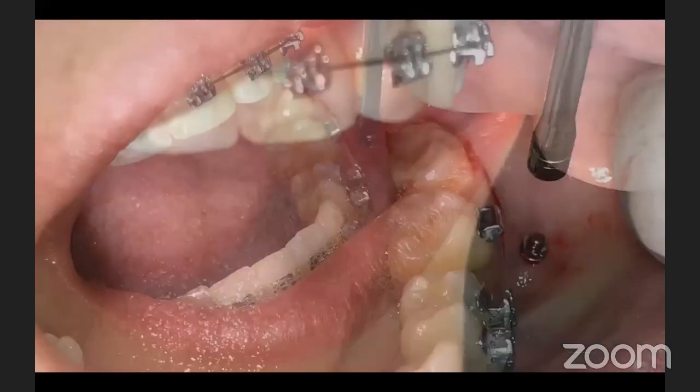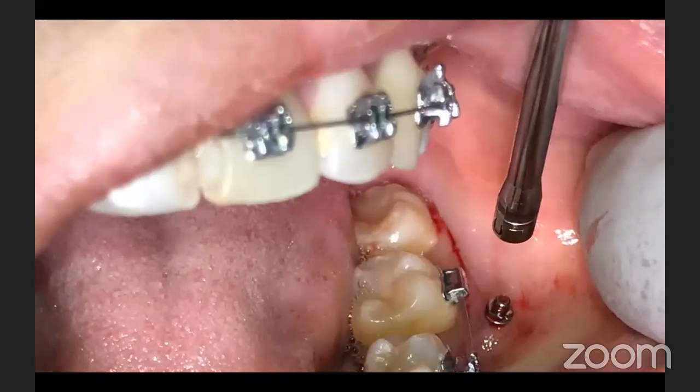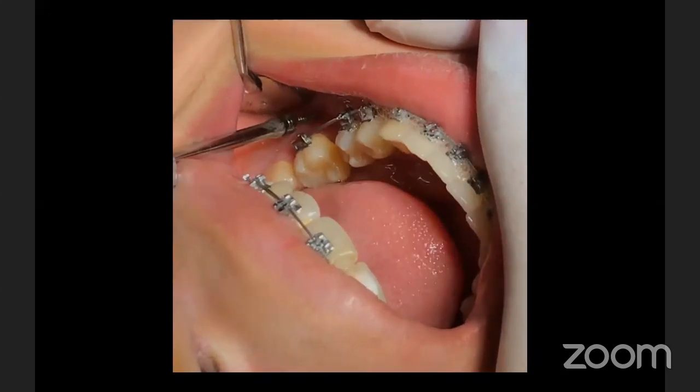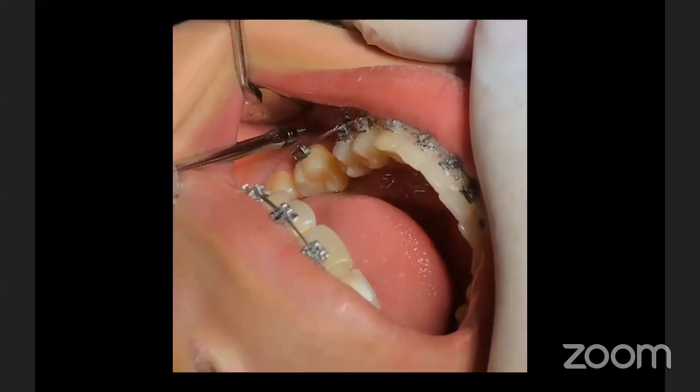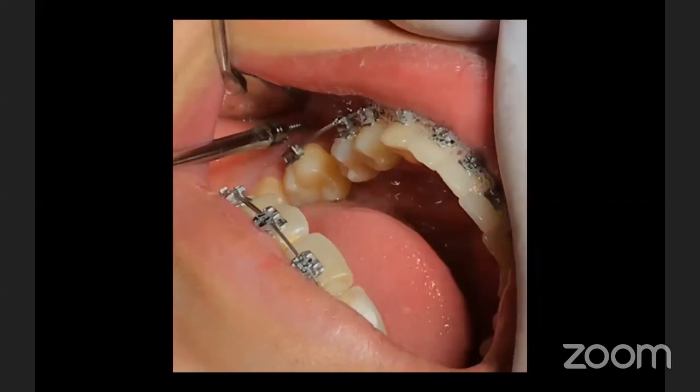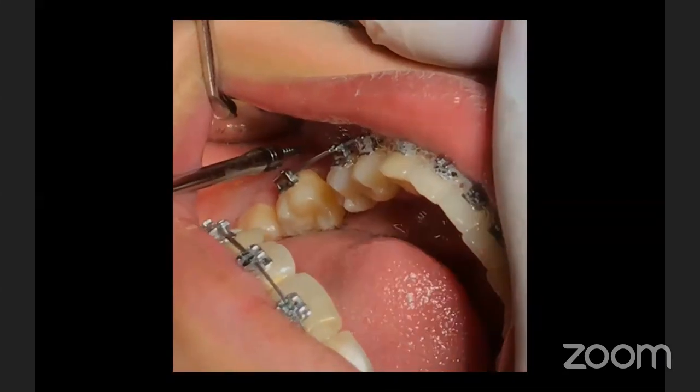You see, this is the buccal shelf, which I have placed. Usually I find the buccal shelf somewhere between the first and second molars. You might find it distal as well. It depends on the tooth. If you have a missing molar, you might find it more distal.